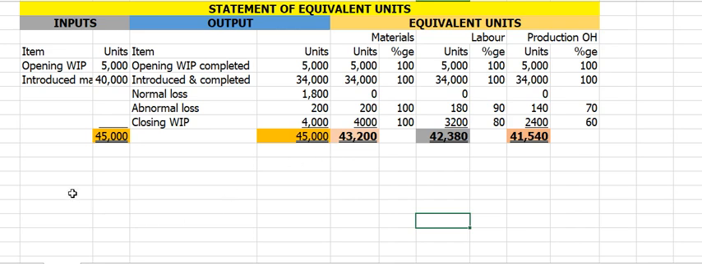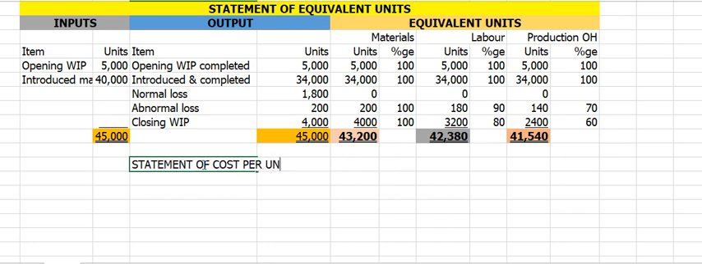So from there, let us now move to the statement of cost per unit. This is your second statement. The statement of cost per unit. Under the statement of cost per unit, we need a column for the cost elements.